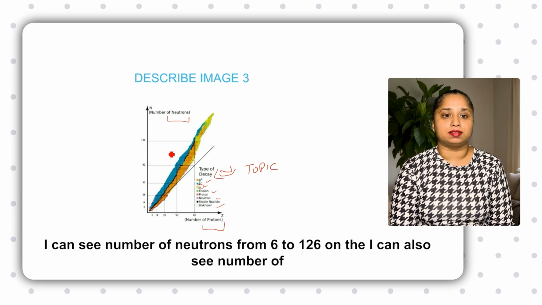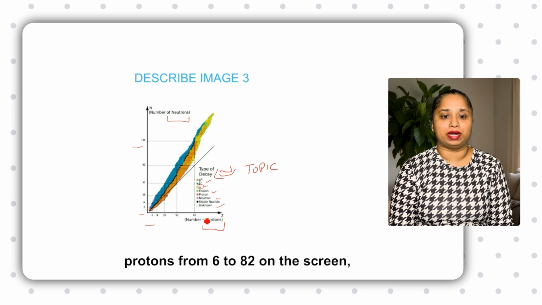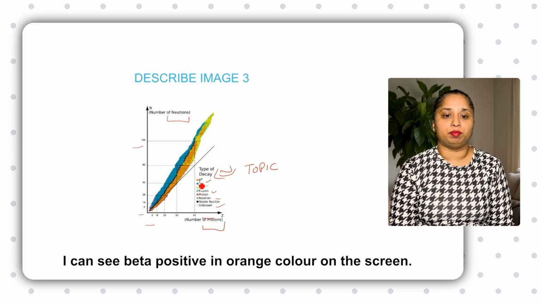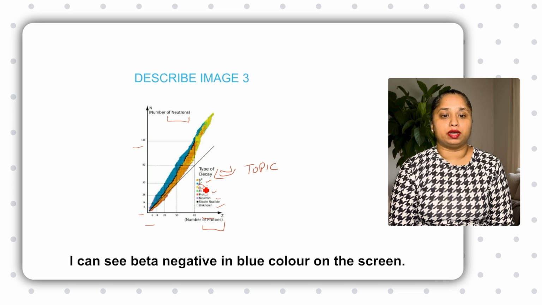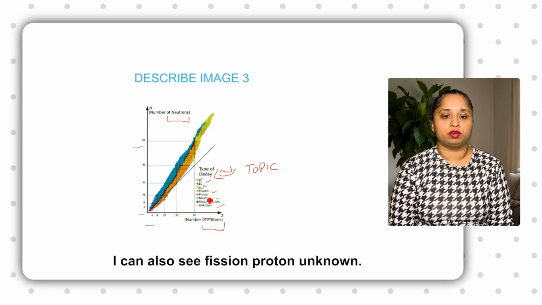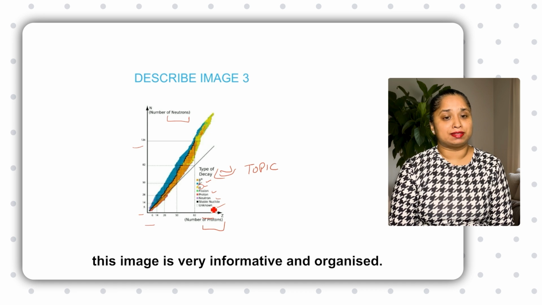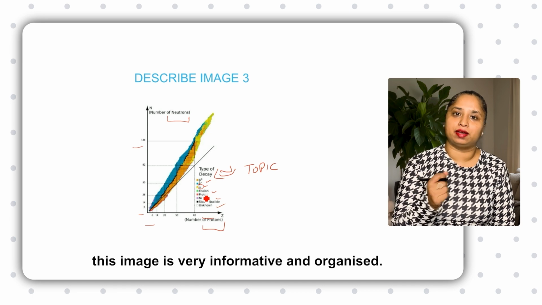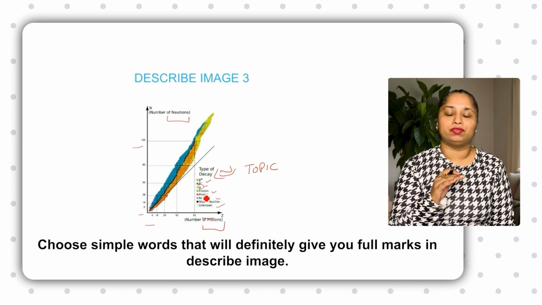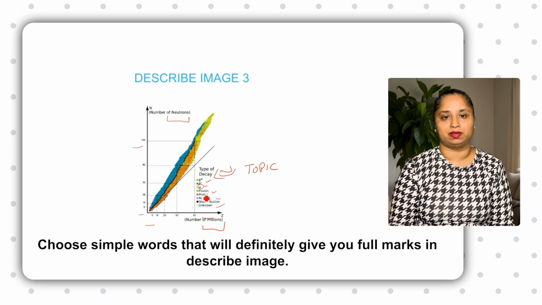On the screen, I can see number of neutrons from 6 to 126. On the screen, I can also see number of protons from 6 to 82. On the screen, I can see beta positive in orange color. On the screen, I can see beta negative in blue color. On the screen, I can also see fission, proton, unknown. Overall, this image is very informative and organized. Choose simple words that will definitely give you full marks in Describe Image.